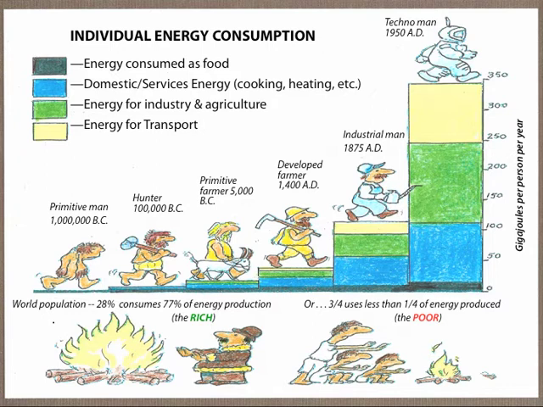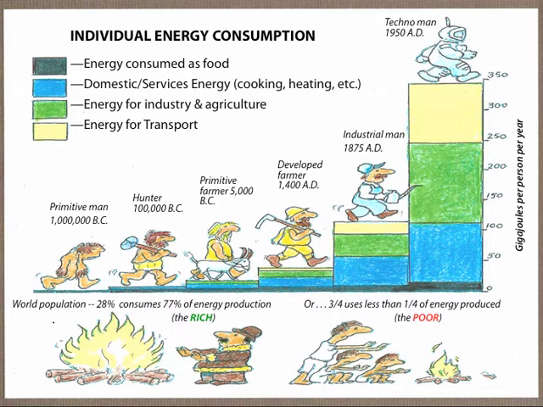A gigajoule is 1 billion joules, and 6 gigajoules is about how much potential chemical energy there is in a barrel of oil. At the upper left, you see the color codes for the different areas in which the energy is consumed. Black is for food, blue for domestic services, green for industry and agriculture, and yellow for transportation. Notice the exponential curve. What does that say about fossil fuels and the ease of life we live, when compared to, for instance, the developed farmer?